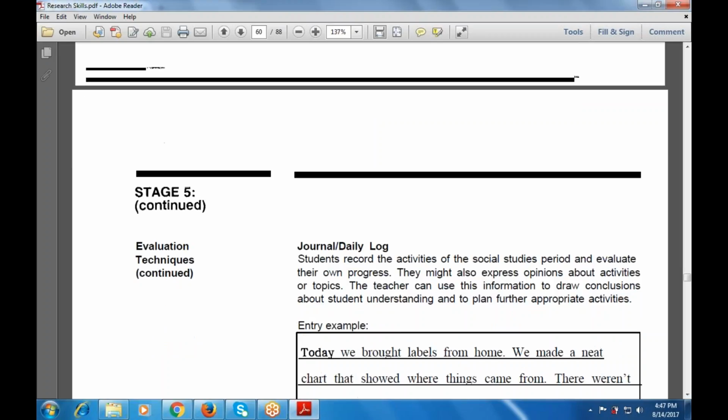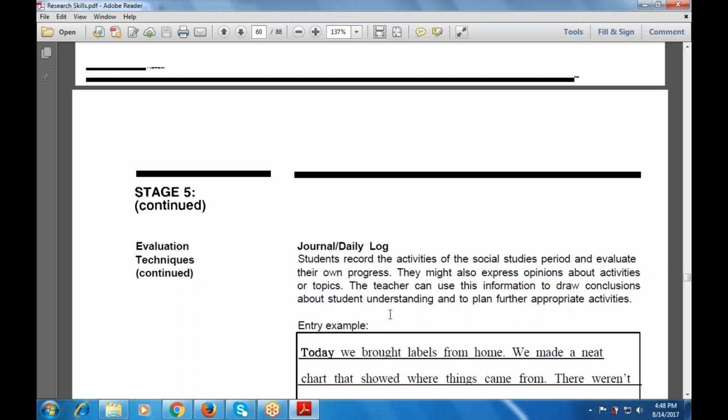daily log. On a daily basis, there will be a log, a diary that is maintained, so that it records activity over the social studies period and also evaluates their own progress. They might also express their opinion about such activities or the topic, and the teacher can use this information to draw conclusions about the student's activity, about their understanding, and to plan for the future appropriate activity.